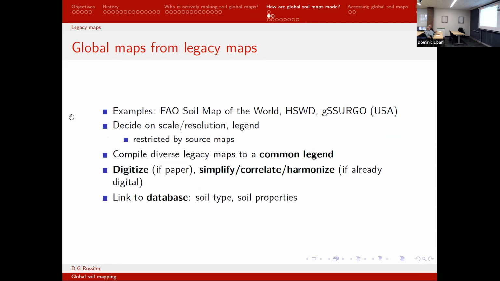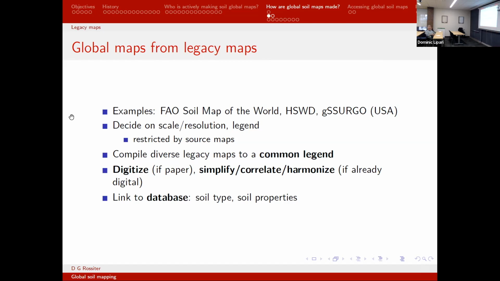And these, the FAO Soil Map of the World, HWSD, and in the United States, the SSURGO product, this is the way they're made. Going from maps that have already been made and somehow transforming those by deciding on the scale or resolution in a legend. You make a common legend and you digitize them and you do some kind of harmonization. And that's the way the Harmonized World Soil Database is. So they had polygon lines, digitized them, figured out a common legend, correlated them, and then rasterized it finally at some scale they would want.